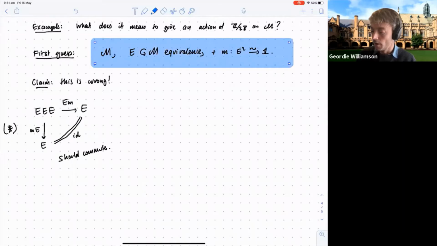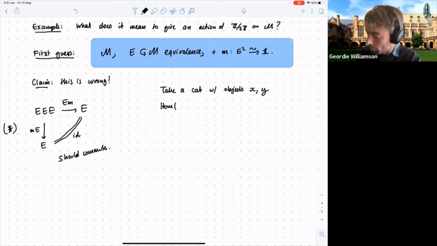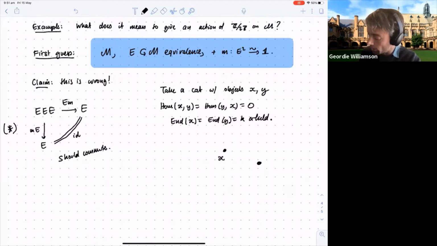So I want to give you an example of this data for which this doesn't commute. Okay, so the example is simple. So we take a category with objects X, Y, where Hom(X,Y) equals Hom(Y,X) equals zero. And the endomorphisms of X and Y are K, a field.